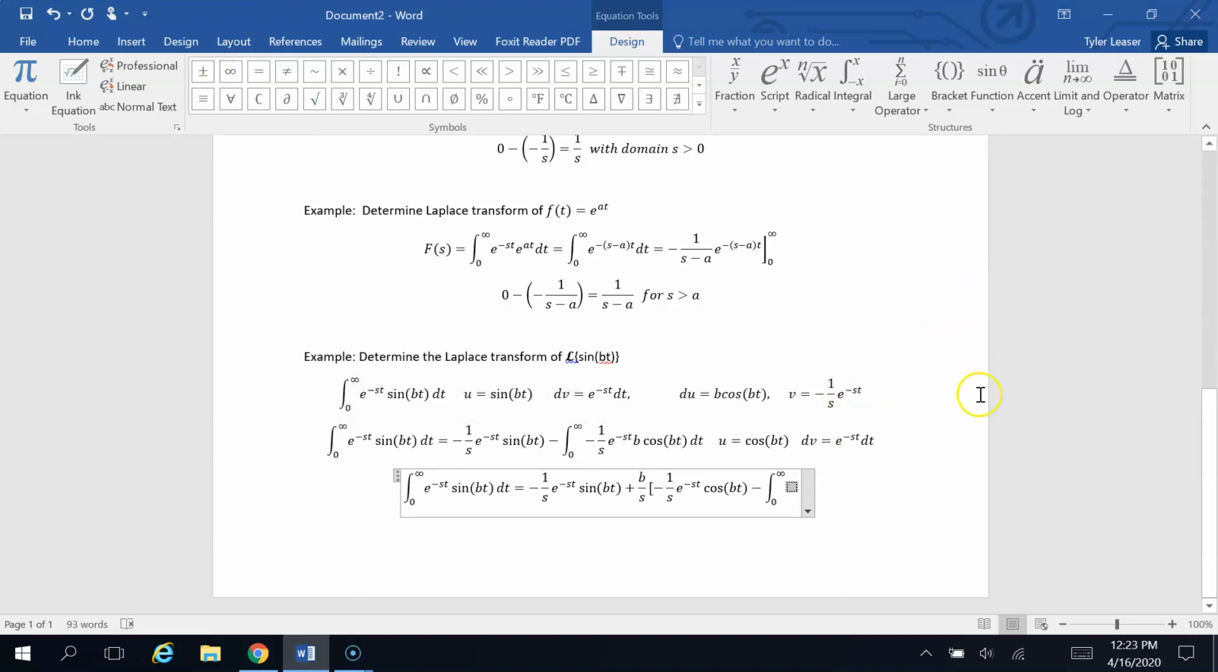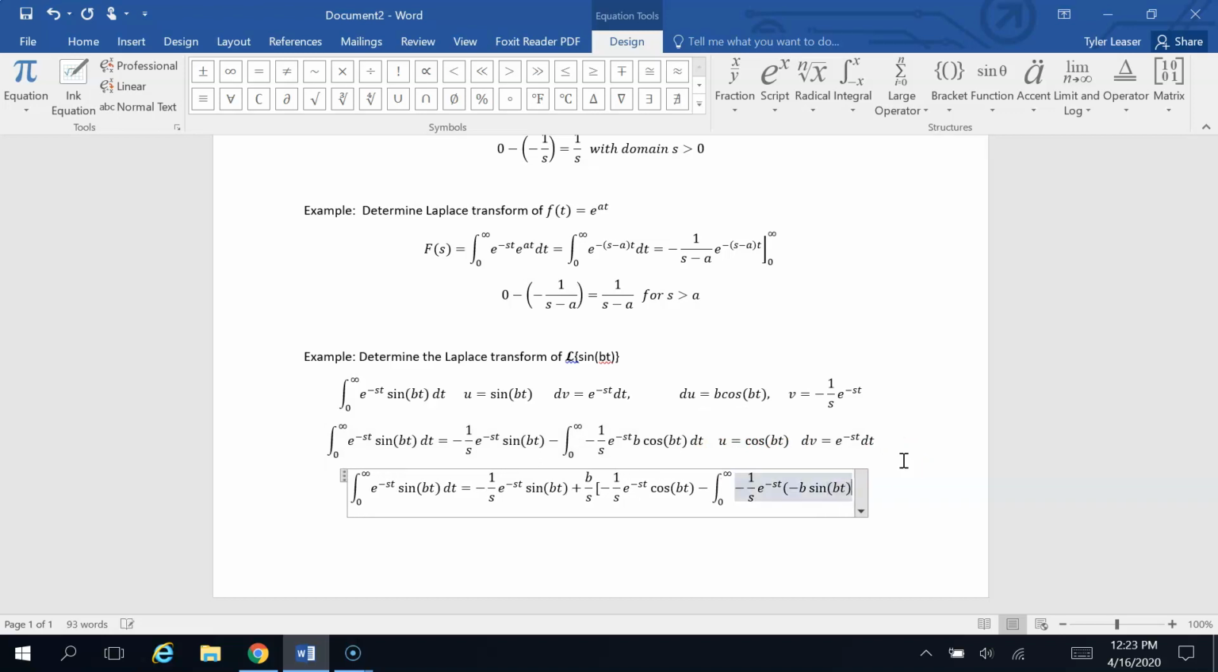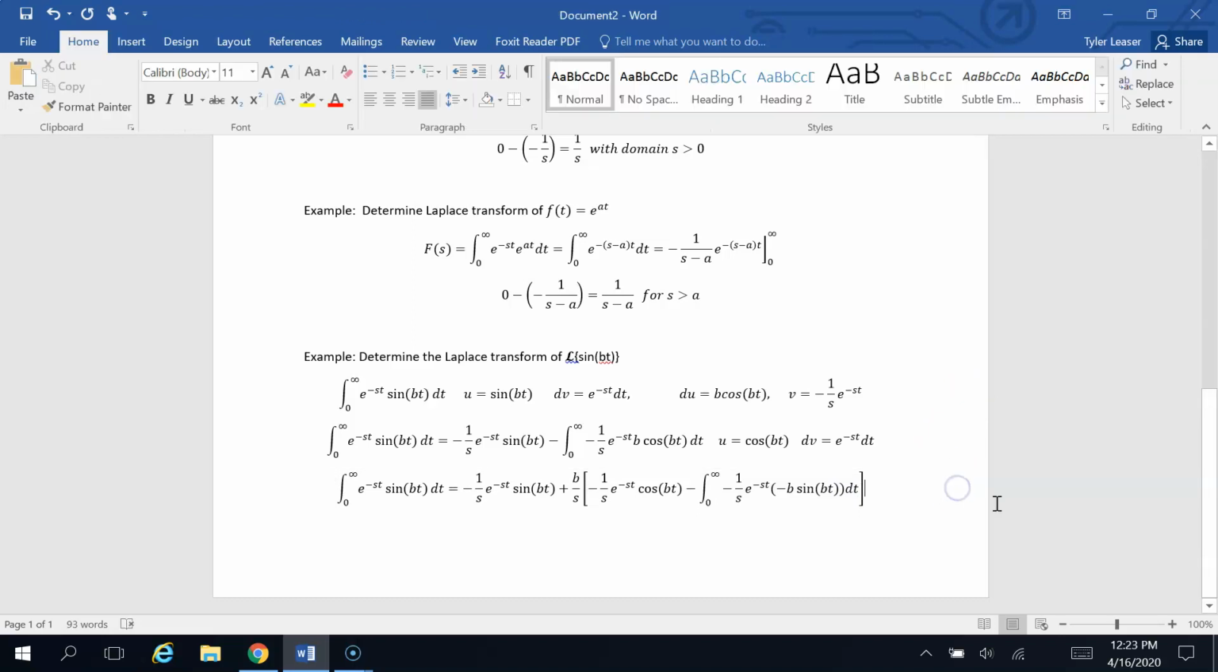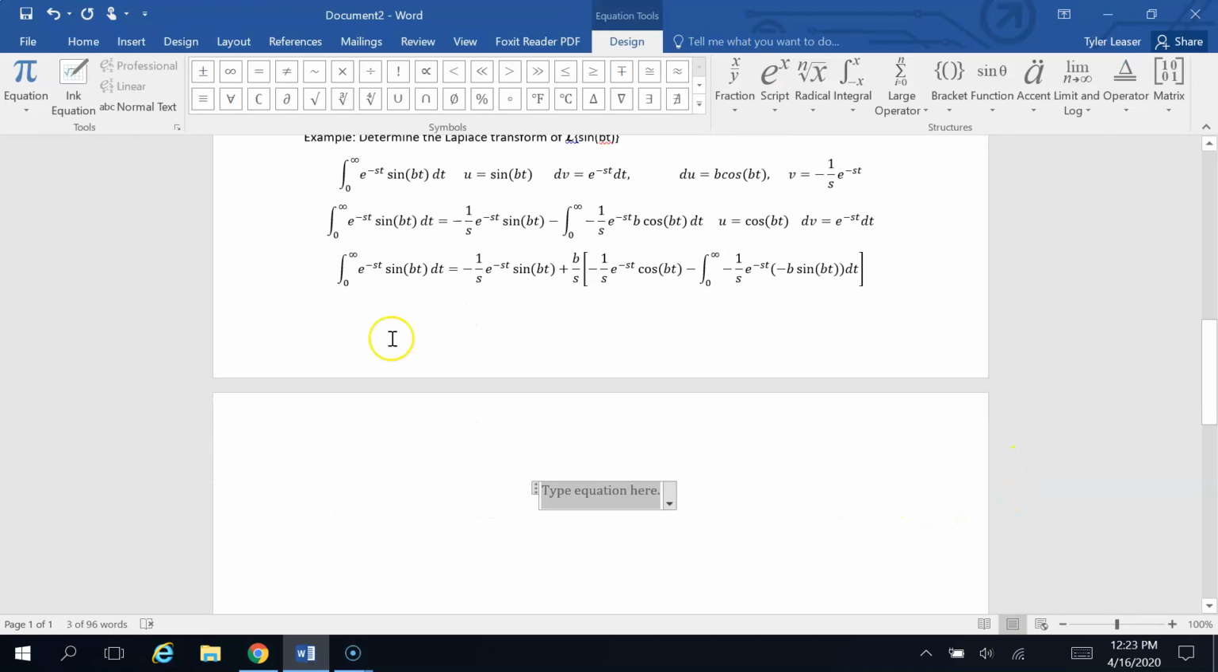So v, again, this thing again, negative 1 over s, e to the negative st. Du is going to be the derivative of this u here. We just have to be a little bit careful because it's negative b sine of bt dt. Close the bracket. Great. All right, and now we just have to kind of simplify this down even more. I'm going to leave most of this stuff the same, so I'm just going to copy it all down again. Left-hand side is not changing.